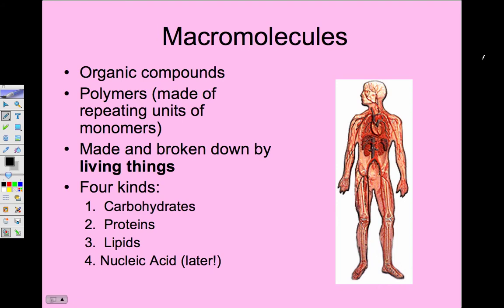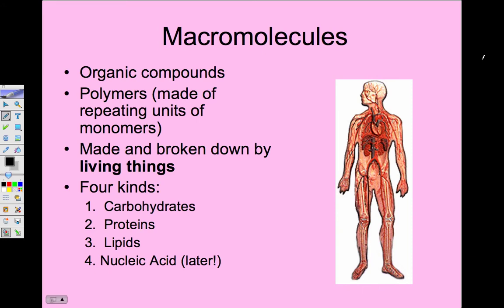So the way you can think of a polymer is think of a freight train. If a freight train is the whole big molecule as the polymer, then the individual cars that make up the train would be the repeating units that we call monomers. So mono means one and poly means many. A monomer is a single unit of a polymer.